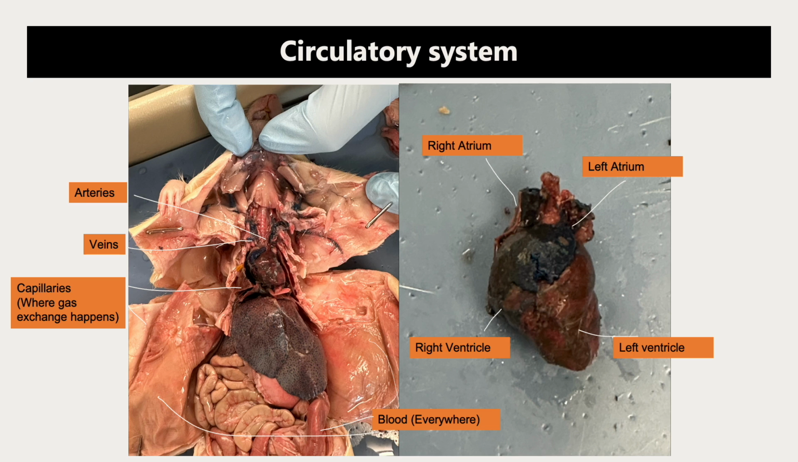And then we have the arteries here, which are like the small red ones, and the veins, which are like the blue ones carrying the deoxygenated blood. And the capillaries, where the gas exchange happens between them, and then blood everywhere within the circulatory system as well. And we have all different chambers of the heart, so the right atrium, right ventricle, left atrium, and left ventricle.